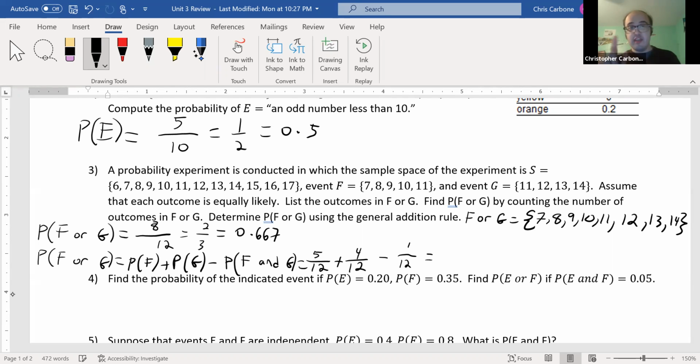As decimals, which they will make you do, this would be 0.417 plus 0.333 minus 0.083. This would give us 0.667, or as a fraction, that would be 2/3. But they would make you round it to 3 decimal places regardless.